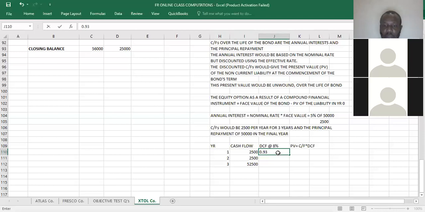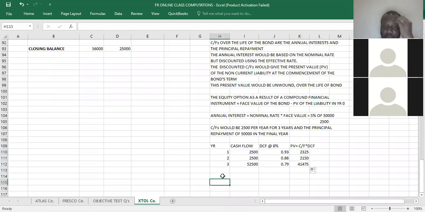Second one, 0.86. And for 8%, year 3, 0.79. So now our present value will be equal to the cash flow multiplied by the discount rate. So that value, and I expect that I can drag it for all of them and it should give me the values for all of them. So it does that nicely.